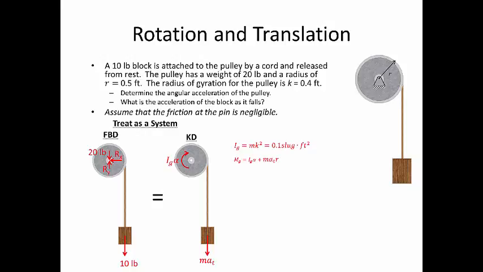If we sum moments about the center of gravity, however, our equation has changed slightly. The sum of the moments about the center of gravity is equal to our mass moment of inertia times our angular acceleration plus the mass of the block times its tangential acceleration times a radius, or a moment arm. This is what we call a kinetic moment. It's simply equal to our mass times acceleration times a perpendicular moment arm from the point of rotation.